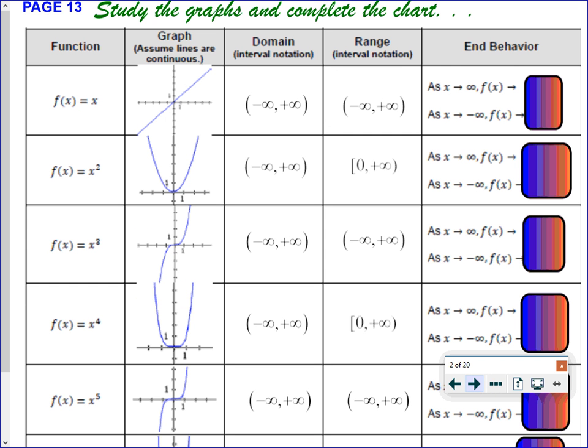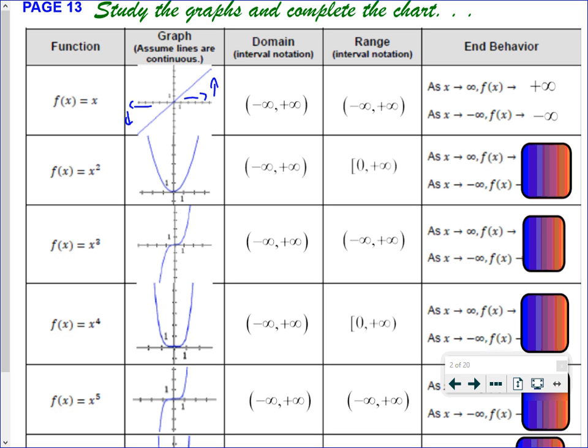So for this table here, we have the function f of x equals x. That's what the graph looks like. The domain will be from negative infinity to positive infinity, and the range will be from negative infinity to positive infinity as well. For the end behavior, as x is increasing, the y's are increasing as well, and as the x's decrease, the y's decrease as well. So as x goes to infinity, f of x will go to positive infinity. And as x goes to negative infinity, f of x will go to negative infinity as well.